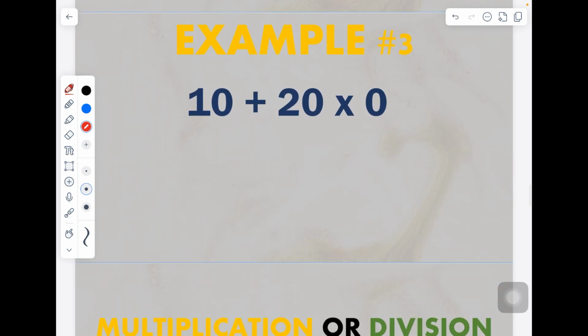Next, we have 10 plus 20 times 0. There are no parentheses and no exponent, so let's proceed to multiplication. Multiply 20 and 0: 20 times 0 is 0. Then bring down your 10 and the plus sign. So the answer is 10.